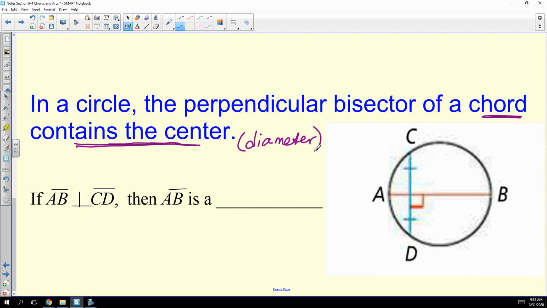Okay, so I noticed looking at this diagram that this chord AB, and I don't know that it passes through the center right now, but what I do notice is two things. I notice that it is perpendicular to chord CD, and I also notice that it bisects chord CD. So it's perpendicular and it bisects, so it must contain the center of the circle, so chord AB must be a diameter.